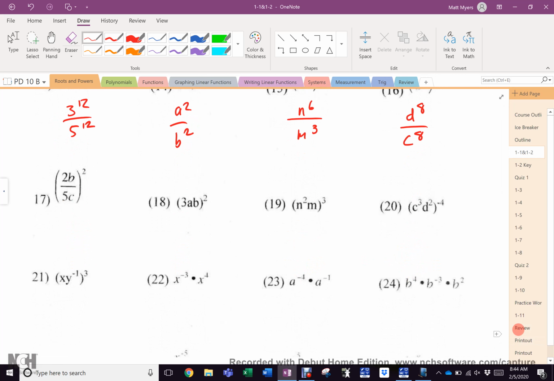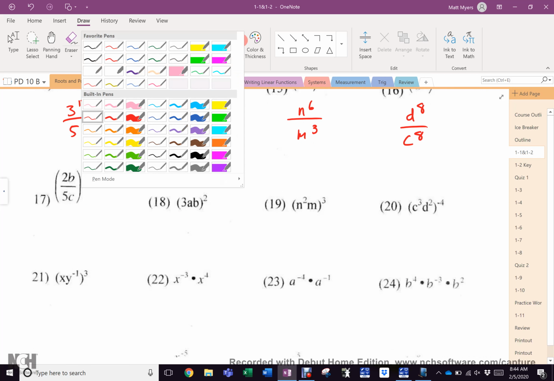Color? Blue. Rainbow. Blue? Well, blue's got many choices. There's light blue, there's aqua, there's turquoise. Turquoise? All right.